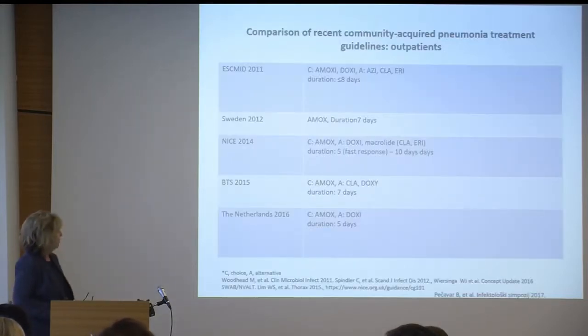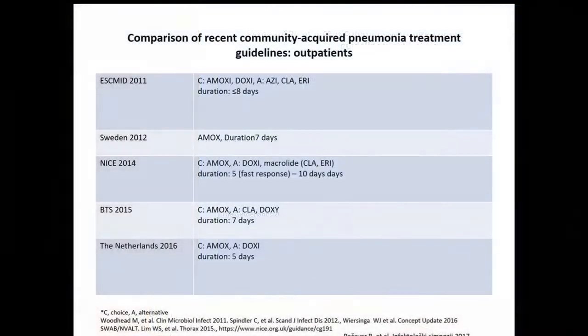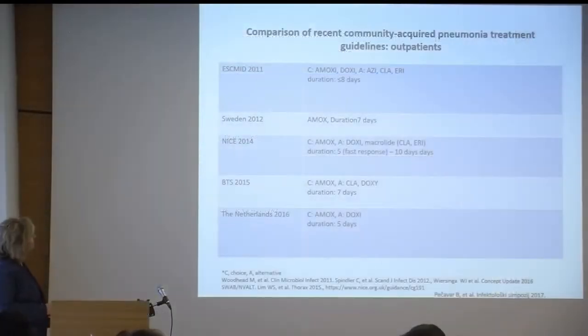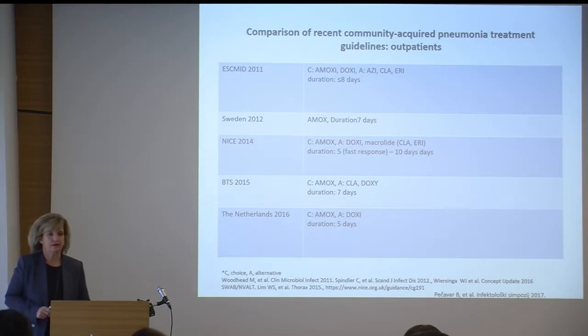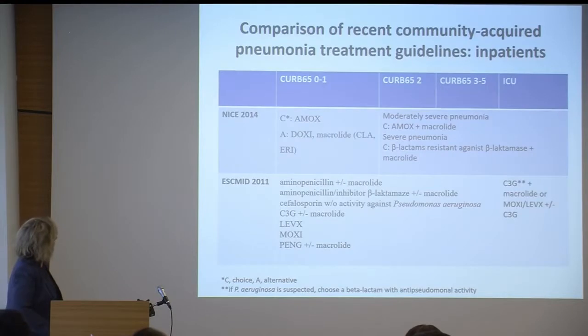Just a few words now about recent guidelines from different European countries. What do they recommend? This is the previously mentioned European, the ESCMID, then Sweden 12, the Netherlands in 2016. This was revised guidelines from NICE, published by British Thoracic Society. Outpatient, amoxicillin or doxycycline. Amoxicillin. What we have to cover here is pneumococcus. All the rest is not relevant.